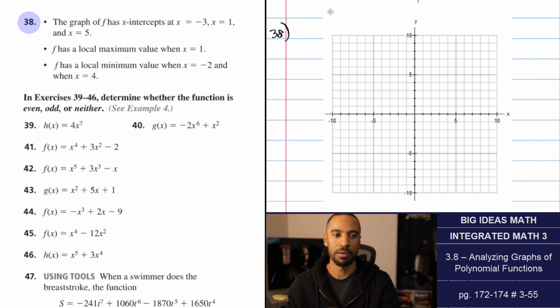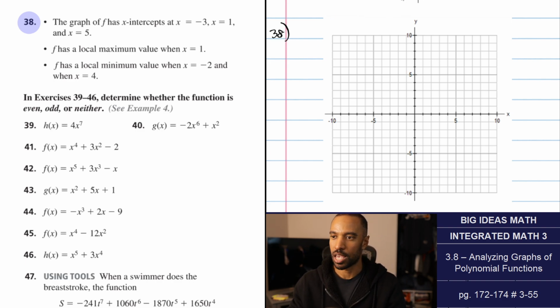So number 38, the graph of f has x-intercepts at x equals negative 3, 1, and 5. It has a local maximum when x equals 1. So this is the topping. Okay, so that's telling you it's going to bounce off of that. That is a local maximum. Make sure you're aware of that. I'm going to remember it. Local minimum when x is negative 2 and when x is 4.